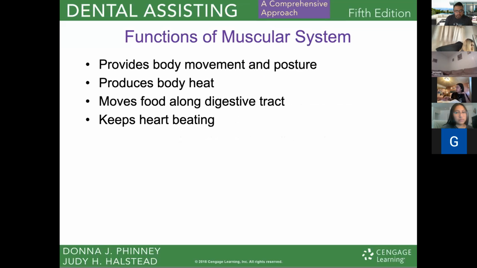So there are different functions of the muscular system. The muscular system makes up about 30 to 40% of the body's total weight. The muscles contract and relax to create movements of all parts of the body, both internally and externally. So internal muscles move food, create respiration, and keep the heart beating. Muscles also produce body heat. External movement would be like our hands and our arms moving around. Those are different muscles that we use externally.